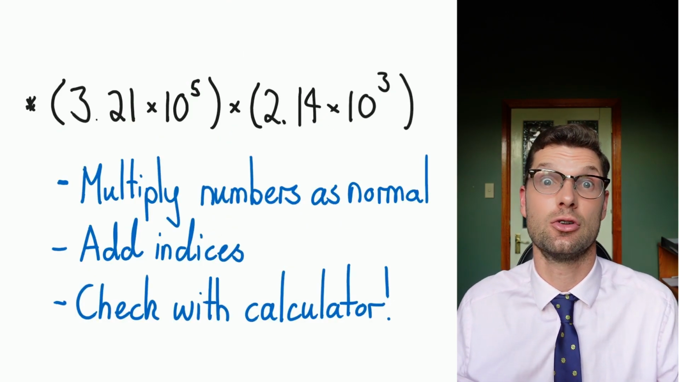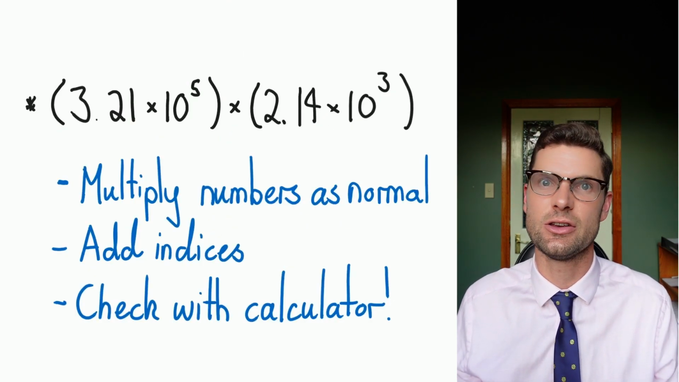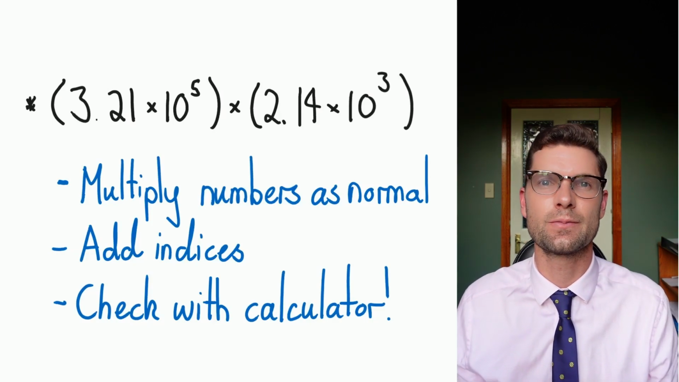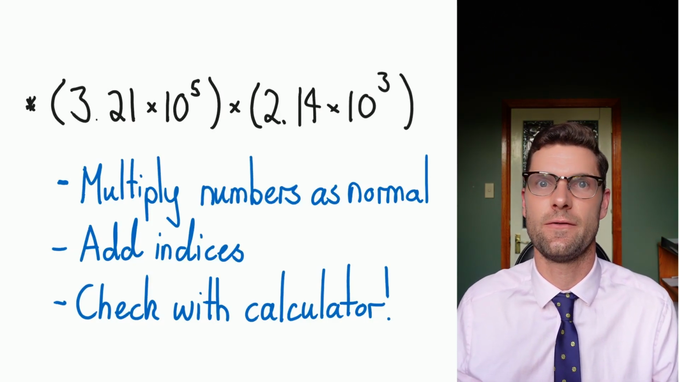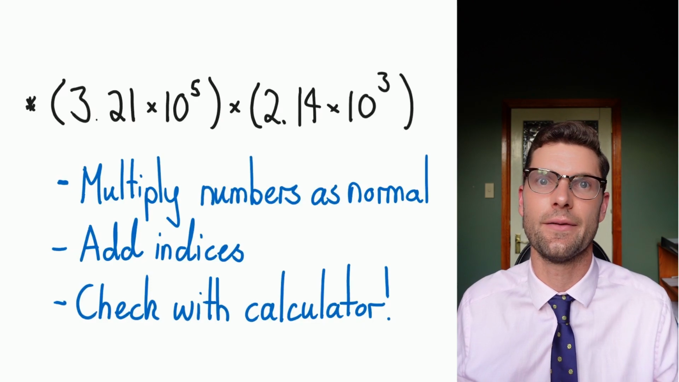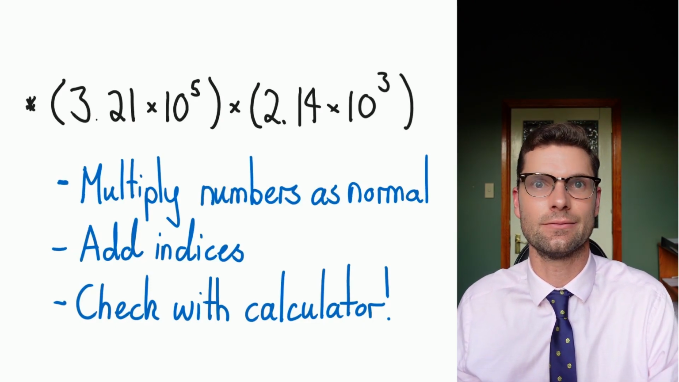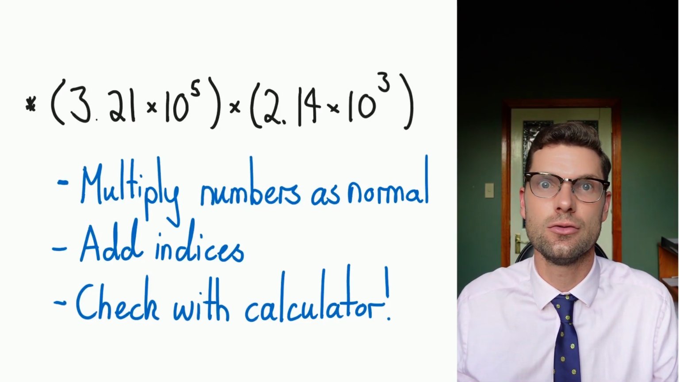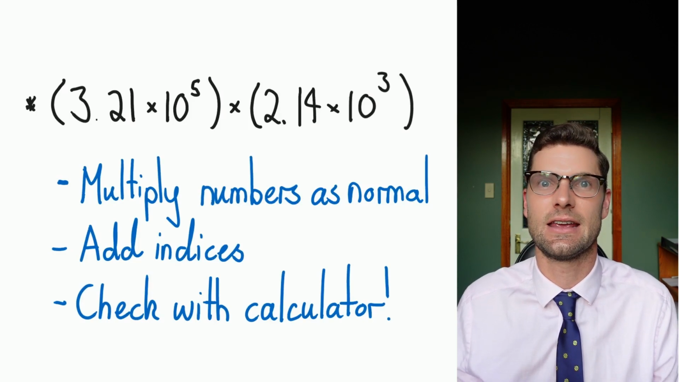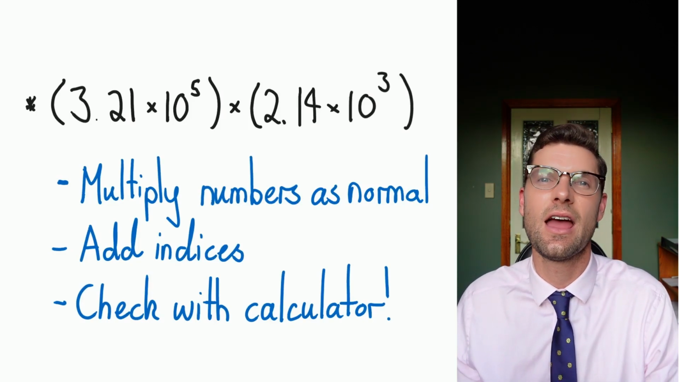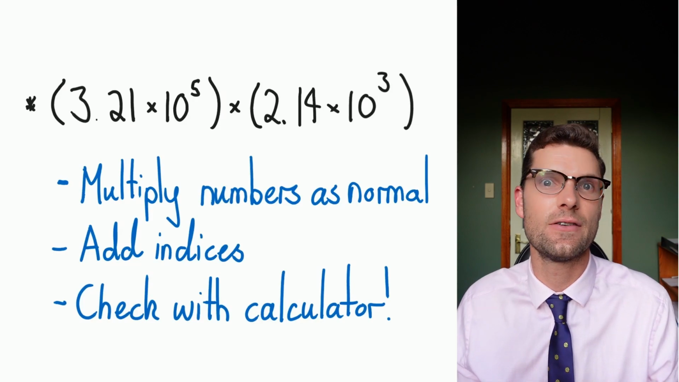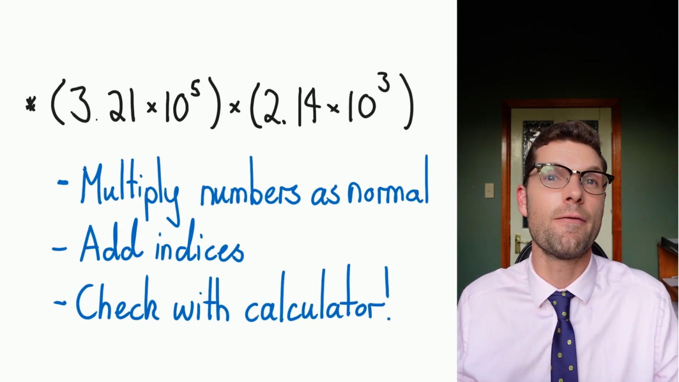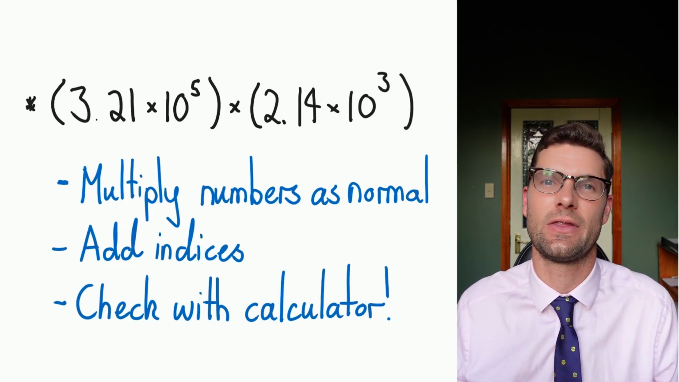So our questions are going to look like this. Pretty big, heavy questions, but they're not too difficult. The first thing we've got to do is multiply the first two numbers just using your calculator and write that answer down. Then all you've got to do is add our indices together. We know we're going to have times 10, and you just add the powers together if it's a multiplication question like this. My final hint is please just check with the calculator.